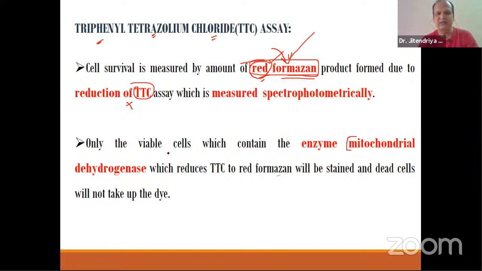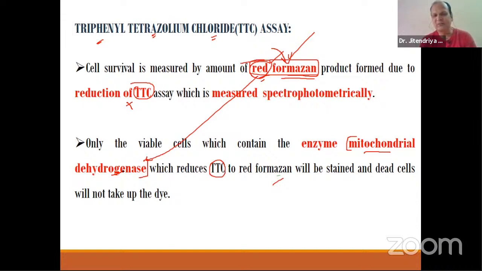Mitochondrial dehydrogenase enzyme, which is found in mitochondria, will take this red color. TTC will be converted into red color permanently. So you have to remember this enzyme also, mitochondrial dehydrogenase. And those dead cells, because the cells are dead, there is no question of mitochondria, there is no question of this enzyme, so dead cells will not take up the stain.